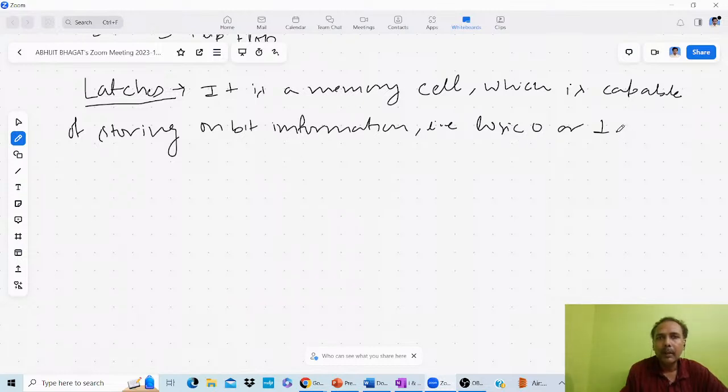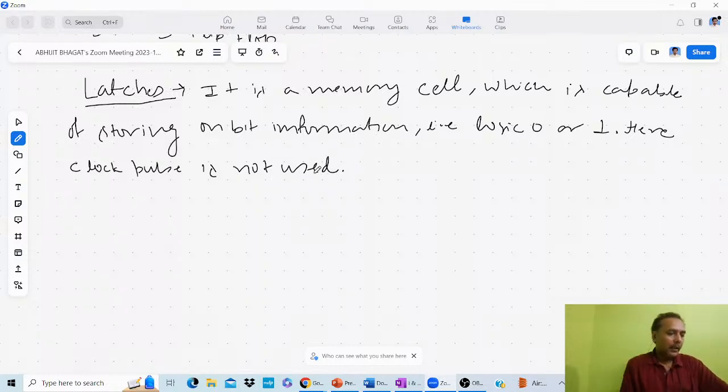Then what is the difference between latches and flip-flops? In case of latches, there are no clock pulses. You can note down here: clock pulse is not used. In case of flip-flops, clock pulses are there, but in case of latches, there is no clock pulse. This is the difference between flip-flops and latches.